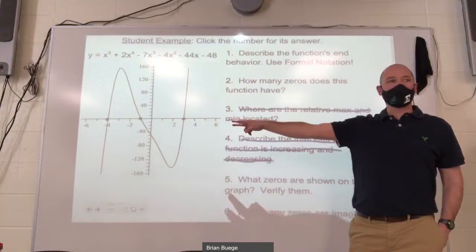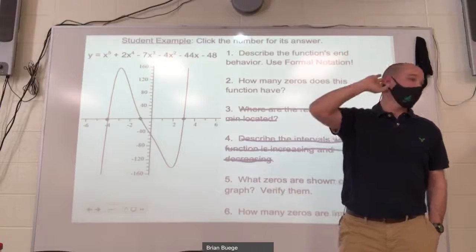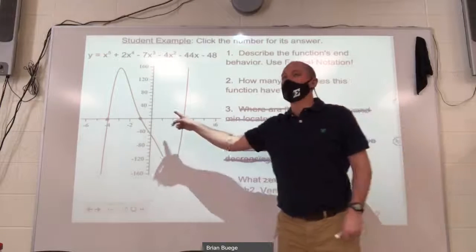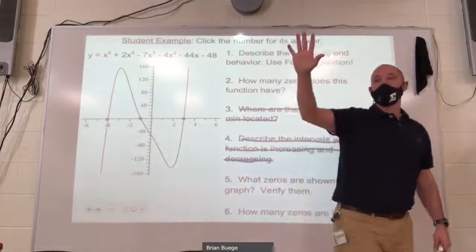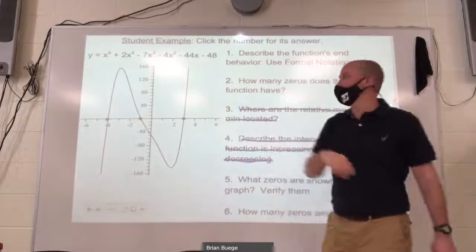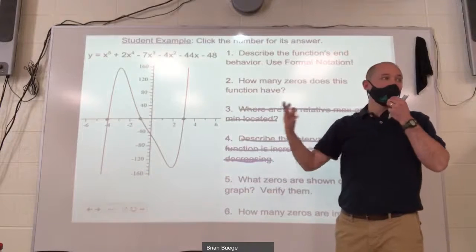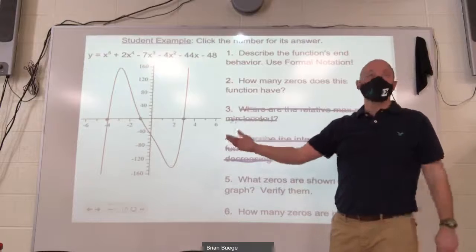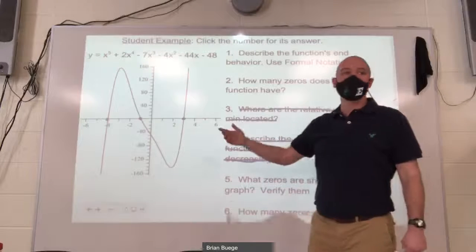If you can't see them on the graph, what must they be? They're imaginary, yep. So I know that I've got 5 zeros total. 3 of them are real, and the other 2 must be imaginary. So the question then becomes, how do I find those imaginary ones? How do I work my way through this?